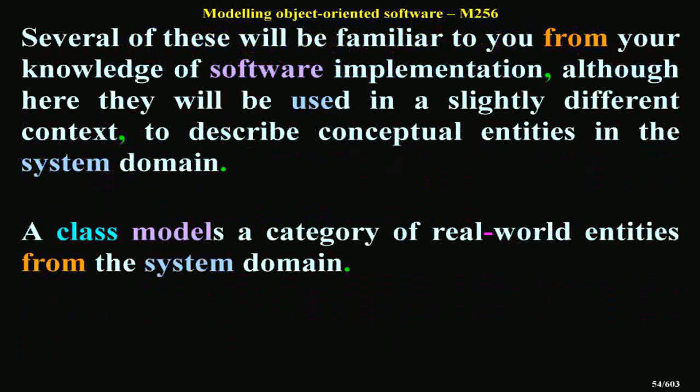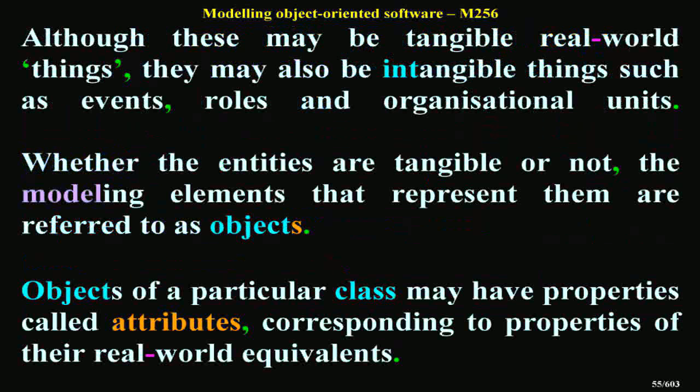A class model is a category of real-world entities from the system domain. Although these may be tangible real-world things, they may also be intangible things such as events, roles and organizational units. Whether the entities are tangible or not, the modeling elements that represent them are referred to as objects.